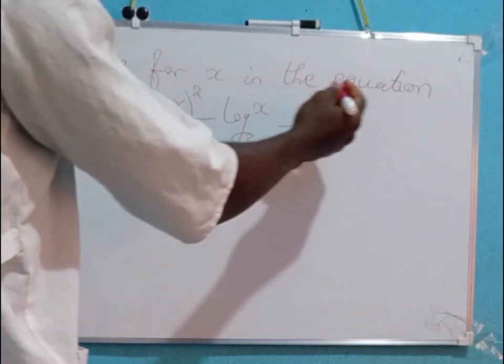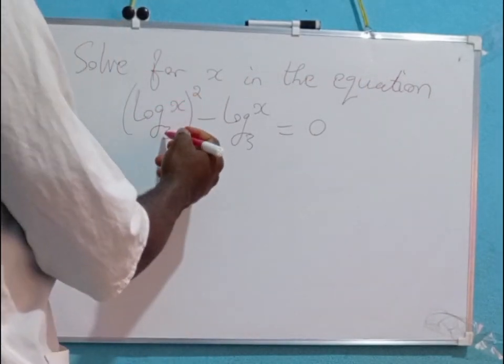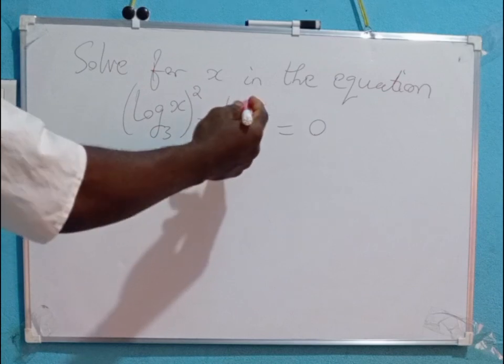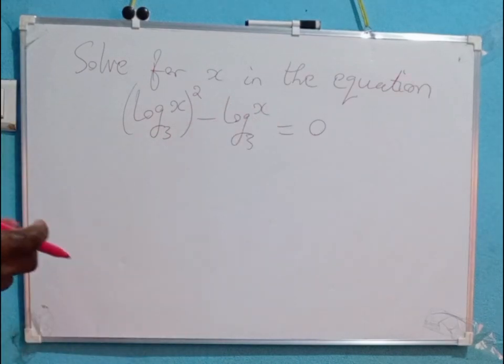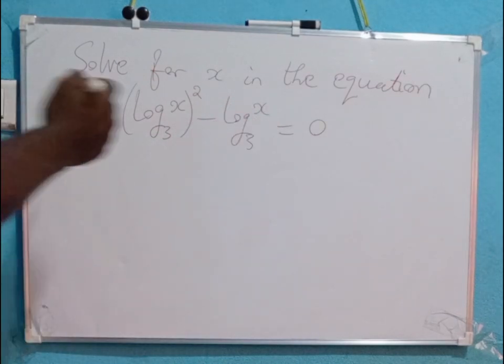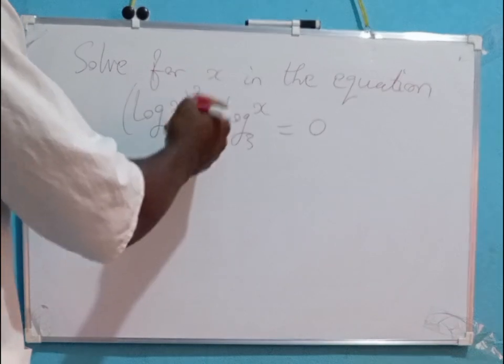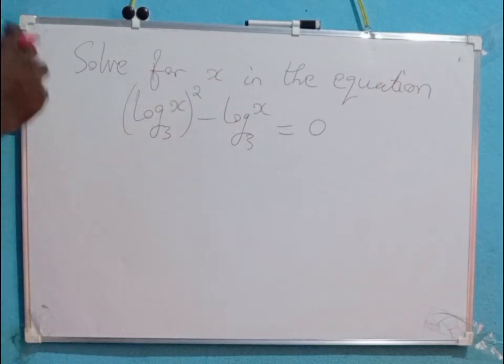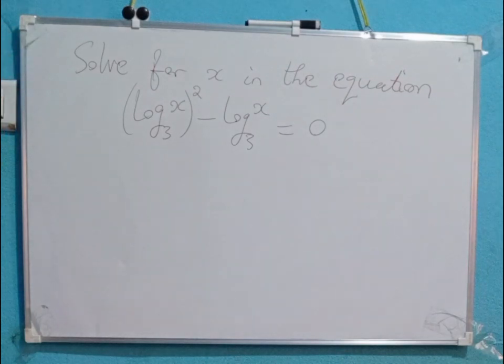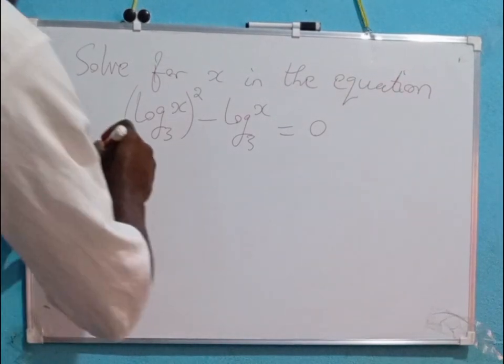Solve for x in the equation (log x base 3) all squared minus log x base 3 is equal to 0. Log x base 3 all squared simply means log x base 3 is multiplied by log x base 3. We are going to start by factoring log x base 3.